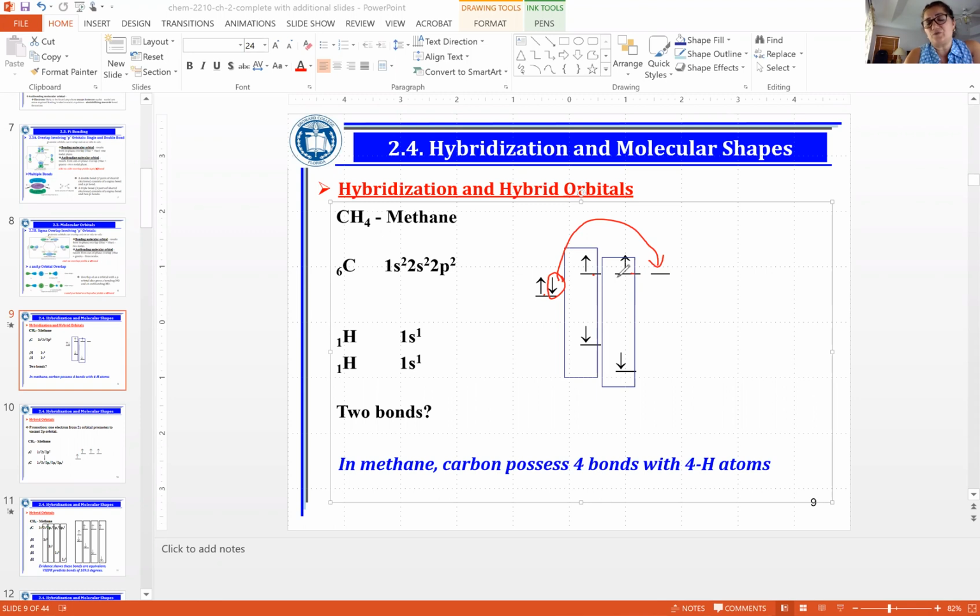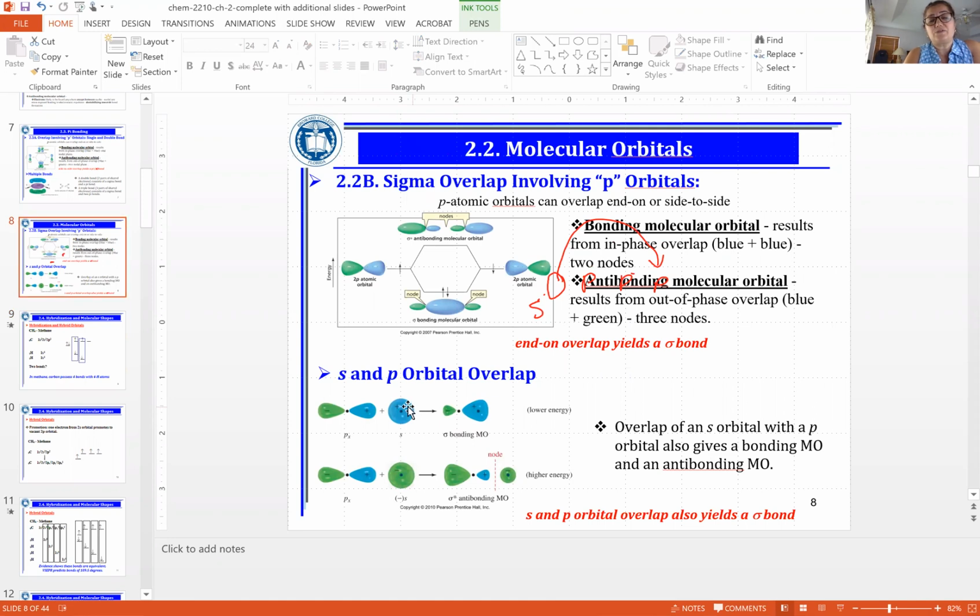With the four bonds forming, this is the s orbital, that's the s orbital, these are p orbitals. You know the shapes of the s orbital and p orbital are different. We saw that in here. The s orbital overlaps and the p orbital overlaps. If the p orbital overlaps, you get a longer bond length. With the s orbital, you get a shorter bond length.